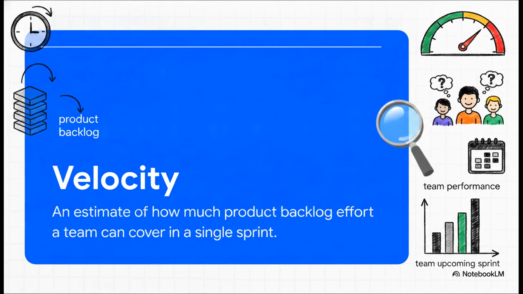Another term that usually trips people up is velocity. Simply put, this is an estimate of how much product backlog effort a team can cover in a single sprint. It's basically a measure of a team's performance based entirely on their past work. It dictates exactly how much work they can realistically pull into their upcoming cycle. This is super important because it stops the team from overcommitting and burning out. Okay, with those definitions locked in, we are ready to look at the mechanics of Scrum.